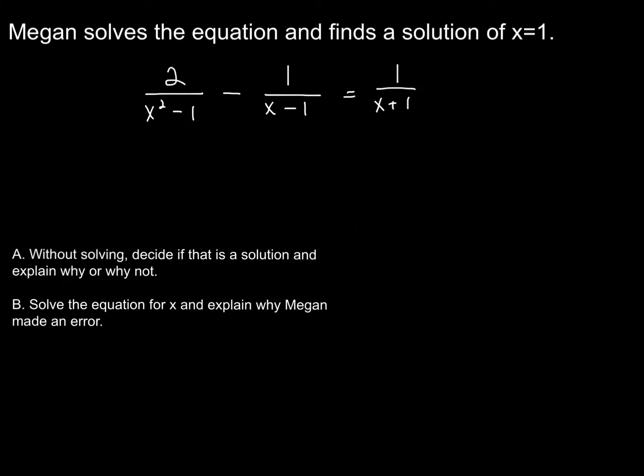Last one. So Megan solves the equation and finds a solution of x equals 1. What you want to do is, without solving it, decide if that is a solution and explain why or why not, and then solve the equation for x and explain why, if Megan did make an error. Okay, so go ahead, use the same tools we talked about, right? You have two rational expressions, so you'll want to combine them so you have only one, and then you need to get your variable out of the denominator, and you know how to do that.